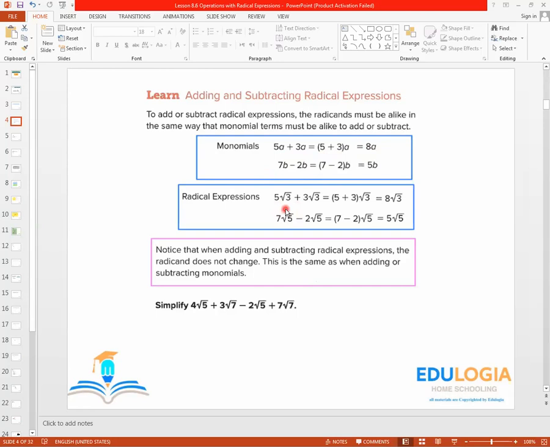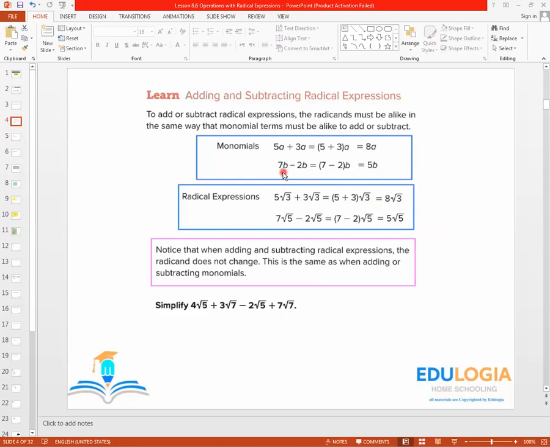Same idea with radicals. If I want to add 5 root 3 and 3 root 3, root 3 is a common factor between them. I have to add both 5 and 3 to get 8. So the final answer is 8 root 3.